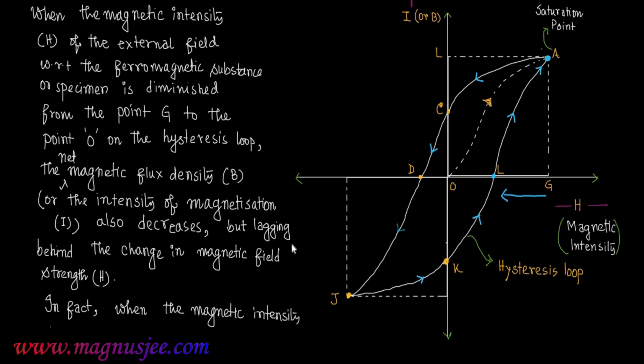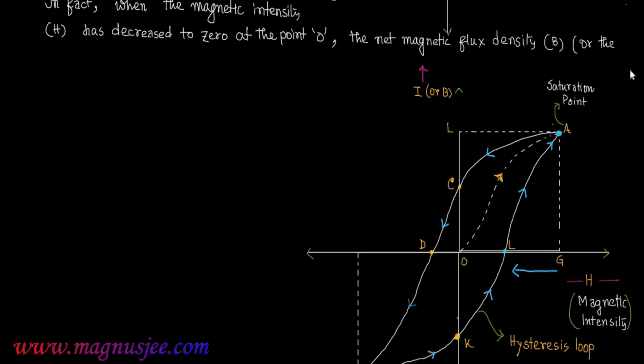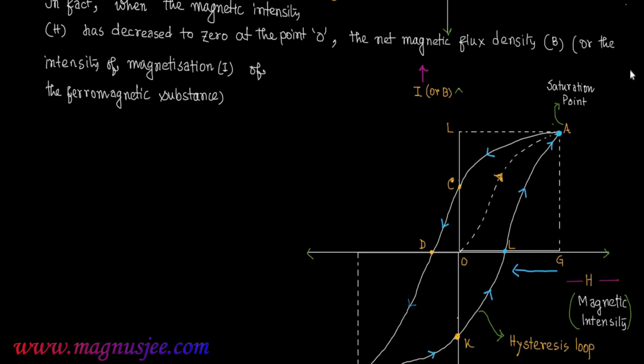In fact, when the magnetic intensity H has decreased to zero at the point O, the net magnetic flux density B or the intensity of magnetization I of the ferromagnetic substance has a positive value at the point C. Intensity of magnetization I has a positive value at the point C when H is reduced to 0 at the point O.